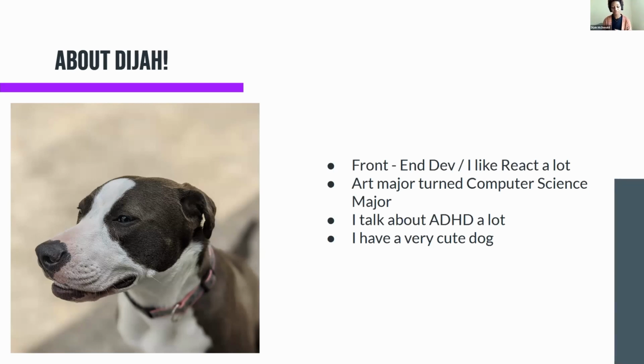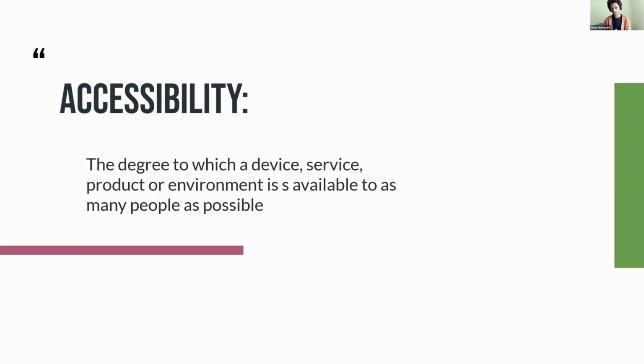So accessibility: the degree to which a device, service, product, or environment is available to as many people as possible. Now, I think a lot of people, when they hear accessibility, think about just having subtitles, like what right now is at the bottom of the screen, or not having something that's very difficult to read on a screen, because that's frustrating for anyone, but especially if you have issues with vision.